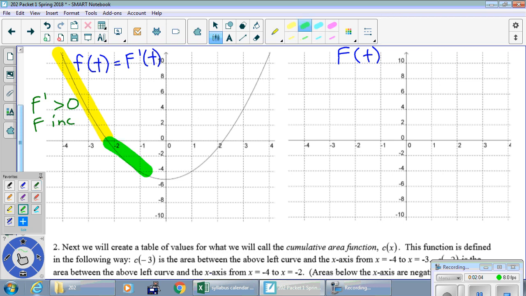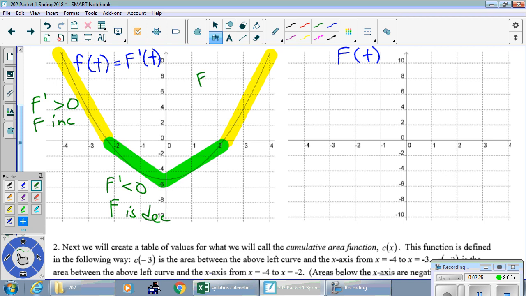Likewise, from here to here, capital F prime is negative, below the x-axis. And therefore, capital F is a decreasing function on that same interval. And then finally, here to here, capital F prime is positive again, which means that capital F is increasing. So we've got some stuff about capital F being increasing and decreasing.